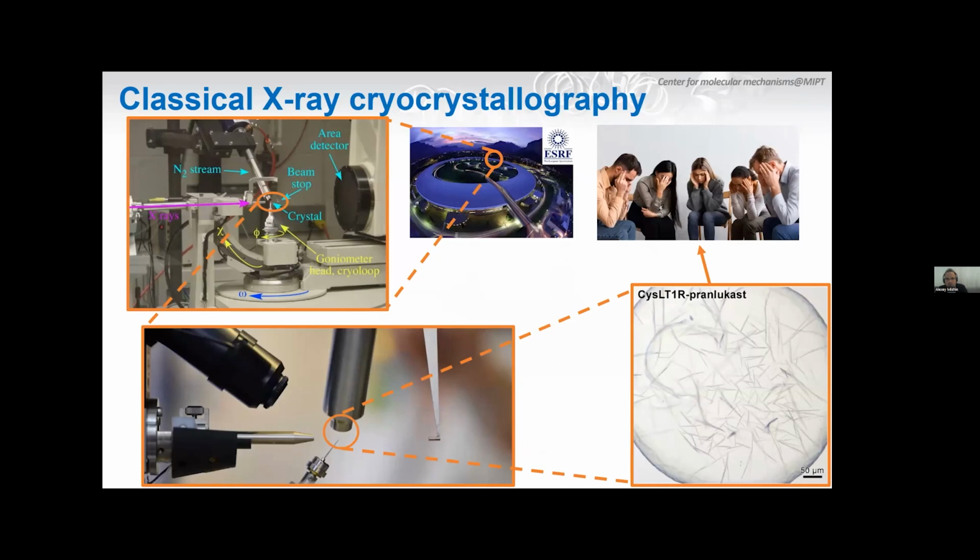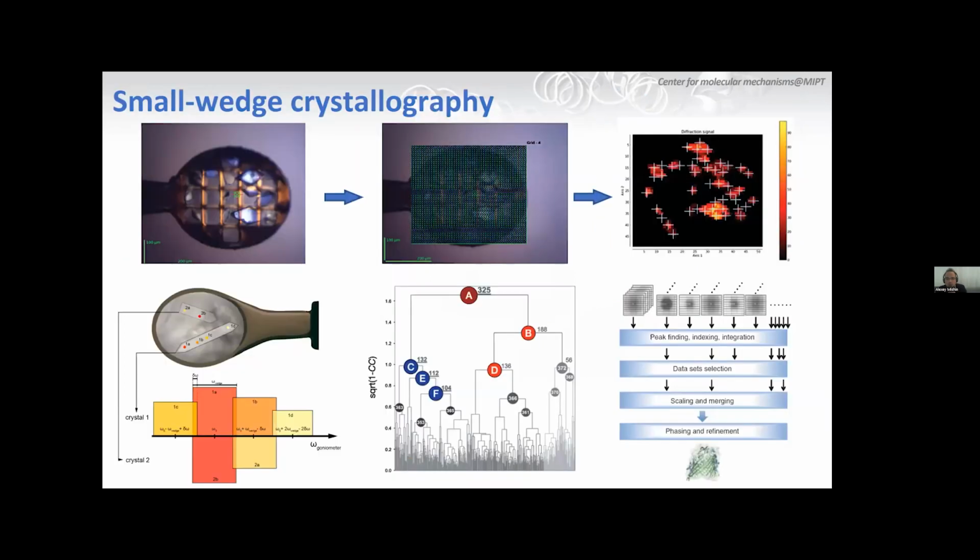So there are several approaches for the crystallography that we use. It is classical X-ray crystallography on a single crystal, where we mount the crystal on a loop and then it is exposed to X-ray radiation, and then we see the diffraction pattern and solve the structure. But if the protein crystals are very small and fragile, we use so-called small wedge crystallography when we obtain only a partial diffraction data set from each crystal, and then we combine data coming from different crystals, and then we have the whole diffraction data set from many samples.